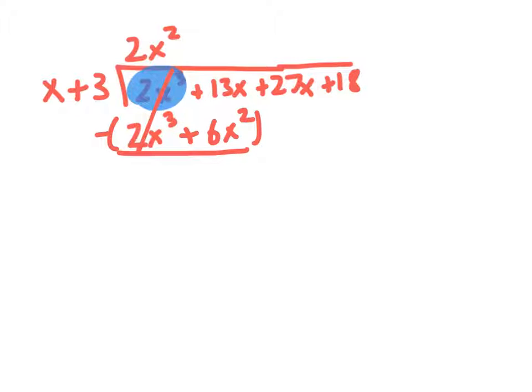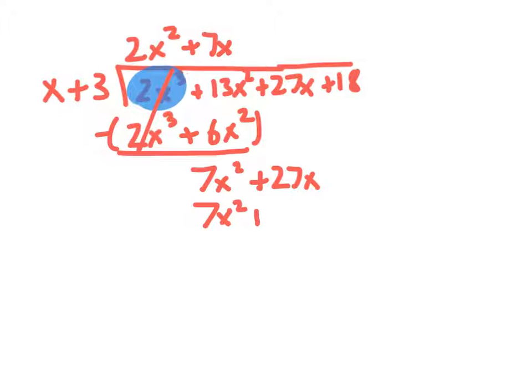So we subtract that whole thing. These guys cancel, and I get 13 minus 6 is 7x squared. Oops, that's a squared there, by the way. Bring down the 27x. And then I say, how many times does x go into that? Well, that would be 7x times, because then I get 7x squared. And then 7x times 3 is 21x. When I subtract that, I get 6x.